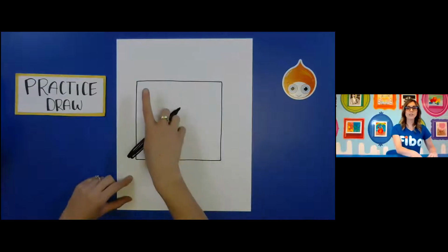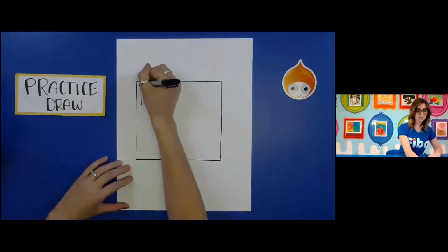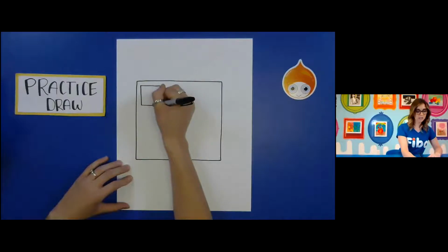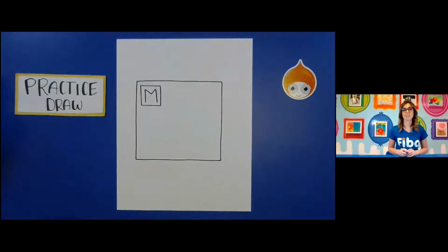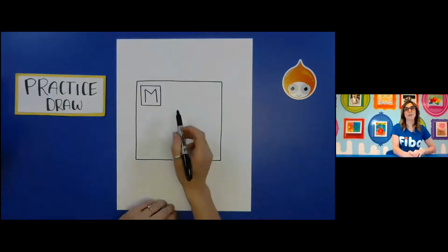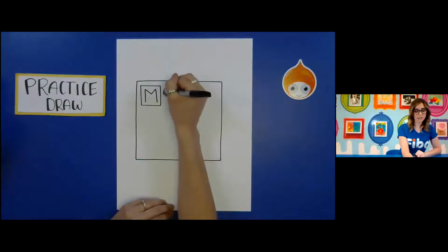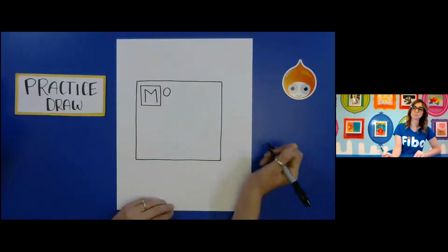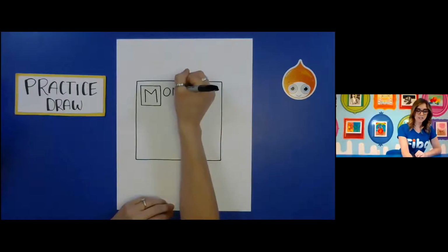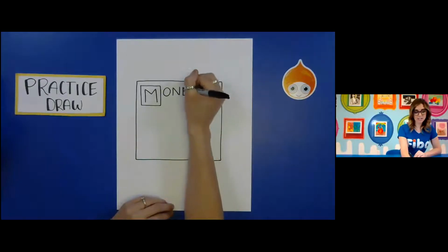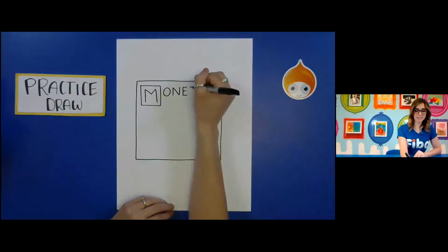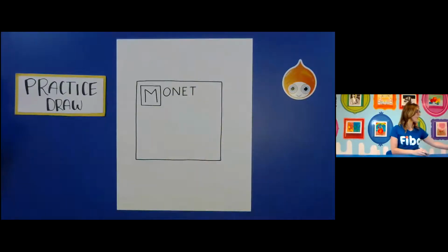And in this square, on the top left corner, we're going to draw a smaller square with the letter M inside. Now we're going to finish writing Monet's name by drawing a letter O, N, E, and T. Now, if I'm going a little too fast for you, you can always pause this video.